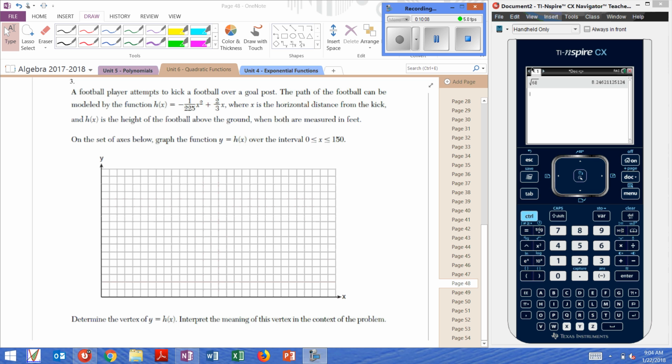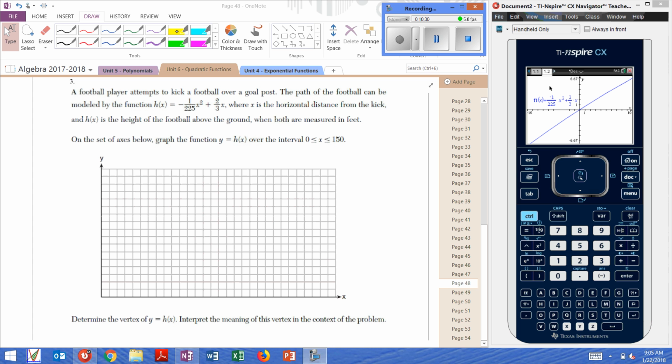Okay, so question 3. Take a minute, pause the video, read the question, and graph this on your graphing calculator. That's all I want you to do. So go ahead and do that now, then pause the video, and then come back. Okay, so basically what we're dealing with here is a football player kicking a football, and this is the path that it's following.